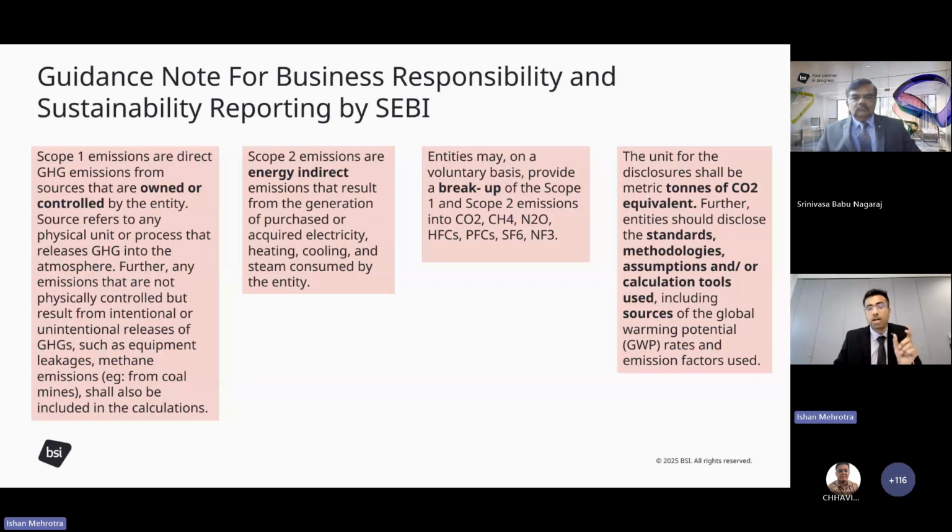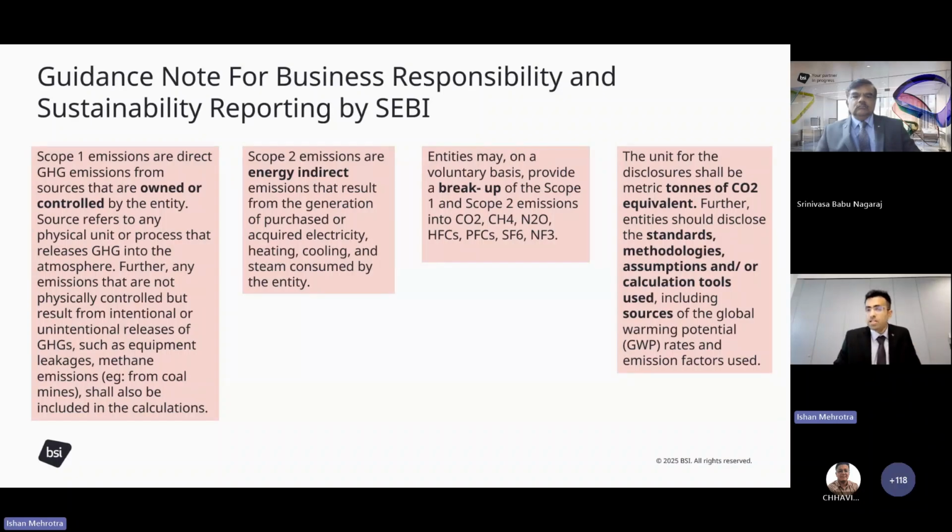Energy indirect. Please note it. This category is dedicated to the energy which is produced outside your plant, outside your boundary, but you have used it as an end product, like purchased electricity, heating or cooling you have taken from outside. Now, this should not be confused by saying that an LPG pipeline is coming inside my plant, whether it should be scope 2. No, because the LPG gas you are burning within your plant. So it's not scope 2, but the electricity which you are taking from outside, somebody else is generating, that becomes your scope 2 because you are using it as the end product.